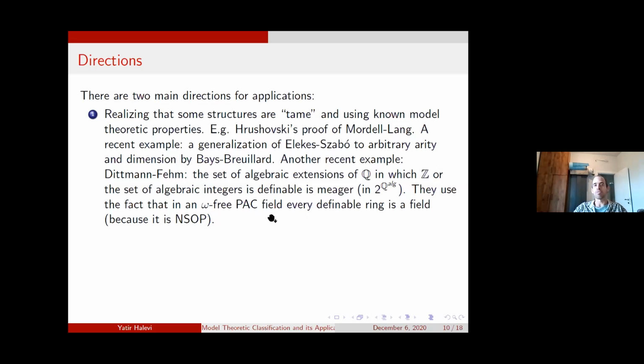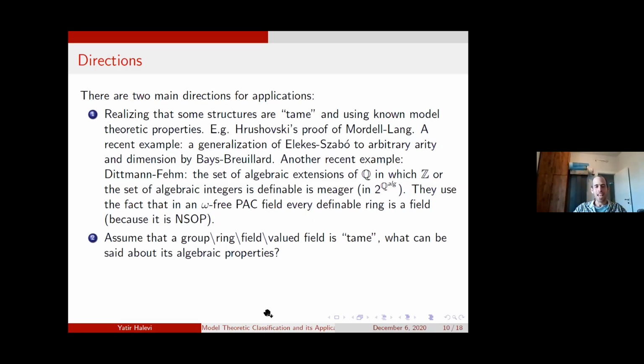Now, basically, we saw the proof, because it's the same proof that we showed that every stable integral domain is a field. But once you know that these kind of fields are tame model theoretically, you can automatically just use what we know. Another direction of application is now taking an abstract algebraic structure, say group, ring, field, valued field, whatever, and assume that it's tame. Say, assume that it's stable, assume that it's dependent, assume that it's strongly stable, super stable, or whatever. What can be said about its algebraic properties?